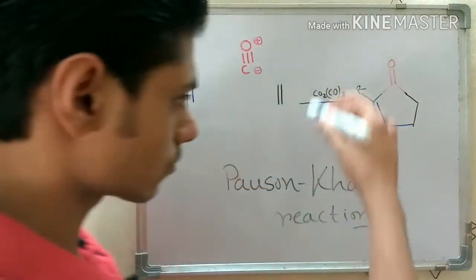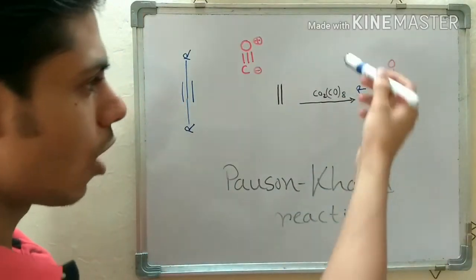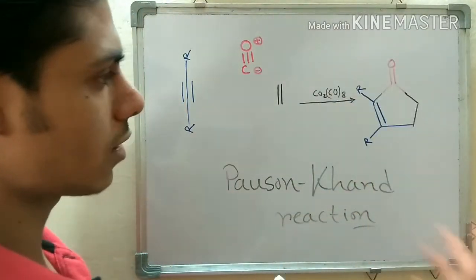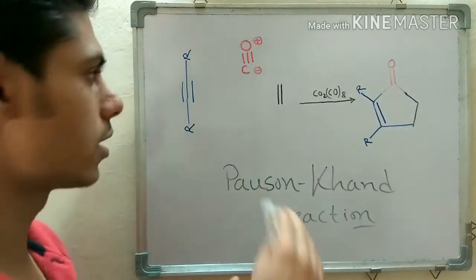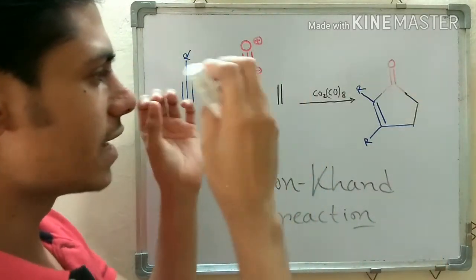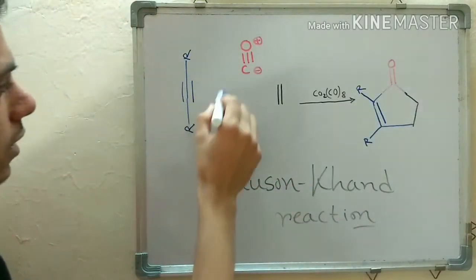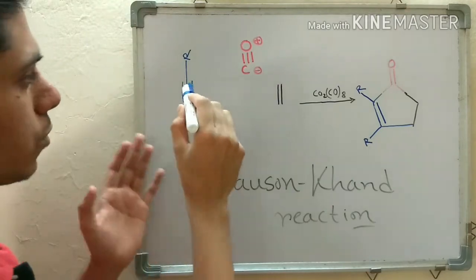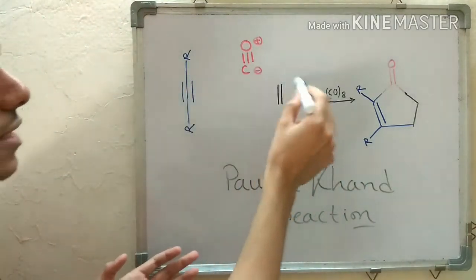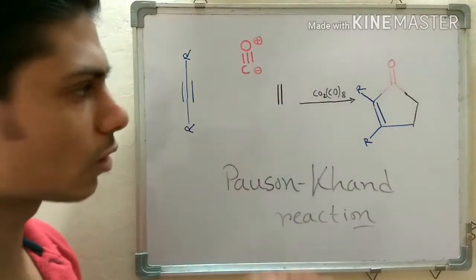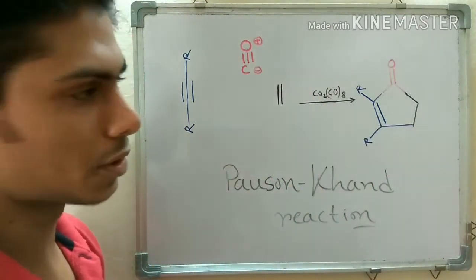But you can see this is a good example of the concept of retrosynthesis, because whenever you meet a circumstance where you have to make a cyclopentanone, you will always think about this Pauson-Khand reaction, because it is the best way to make a cyclopentanone. You just have to take these three components, this alkyne, this alkene and this carbon monoxide molecule. You treat them in the presence of this cobalt catalyst and you will get this cyclopentanone.